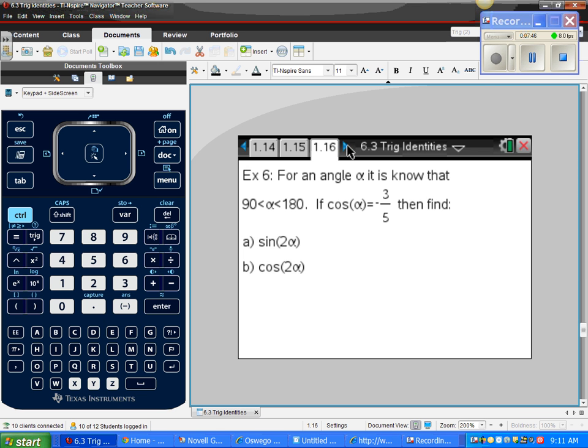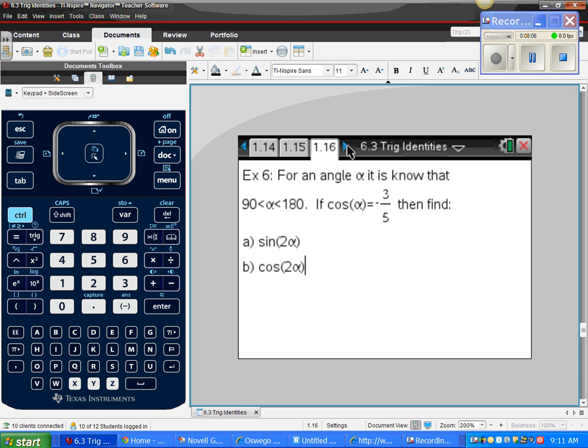All right, so for an angle alpha, it is known that alpha is between 90 and 180 degrees, which tells me it's where? Second quadrant. Good. If cosine of alpha is negative 3/5, I want you to find sine of 2 alpha and cosine of 2 alpha. Now, they gave us a little bit of information, right?